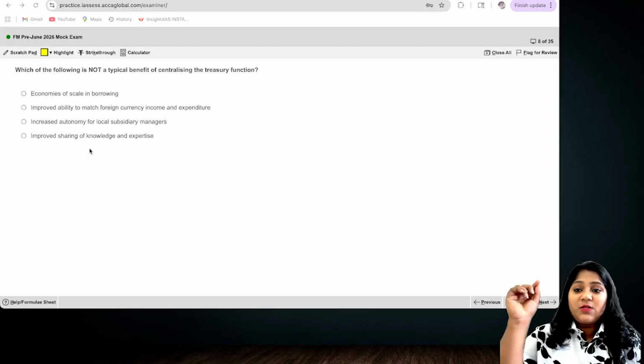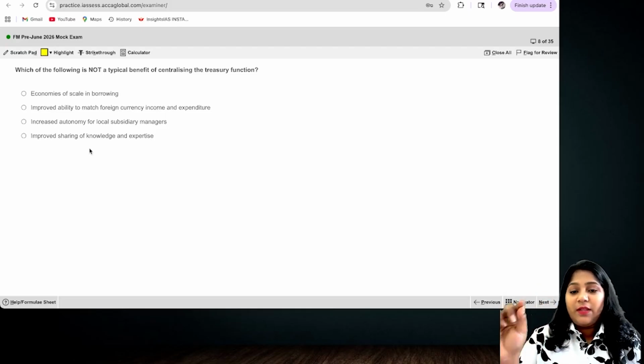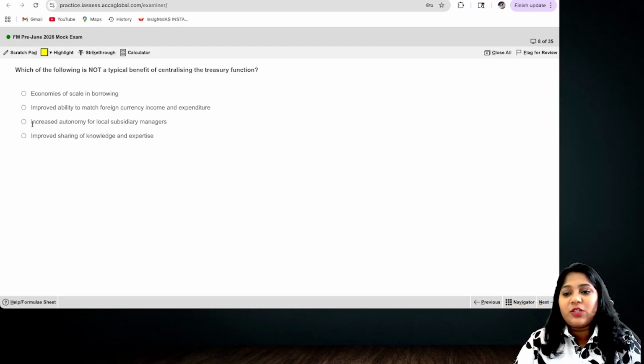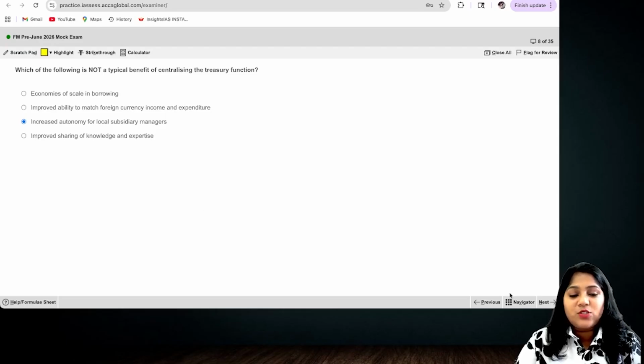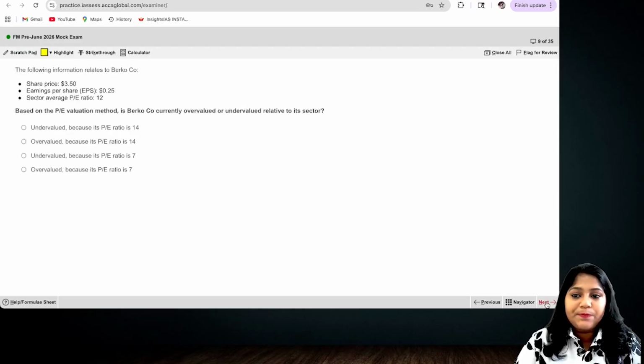The question here is, which of the following is not a typical benefit of centralizing the treasury function? Because if you centralize, you can't give the whole power to local managers. So that should not be a benefit of a centralized treasury function. The answer has to be option C simply. Right. Let's move to the next question.